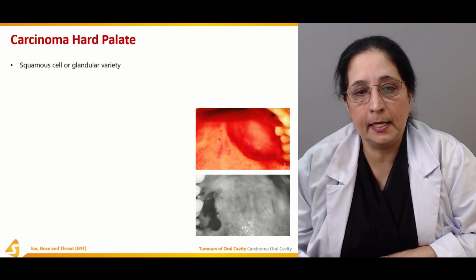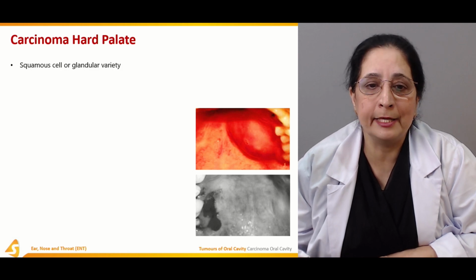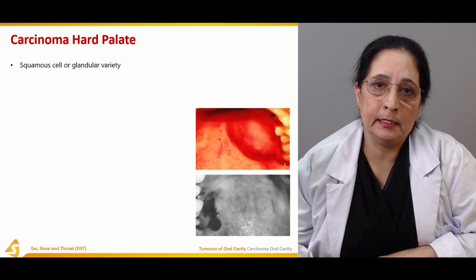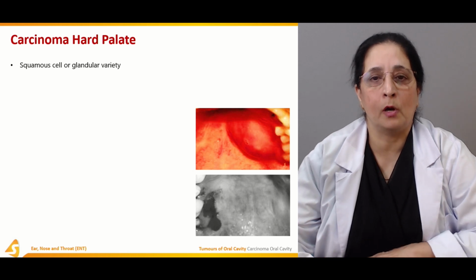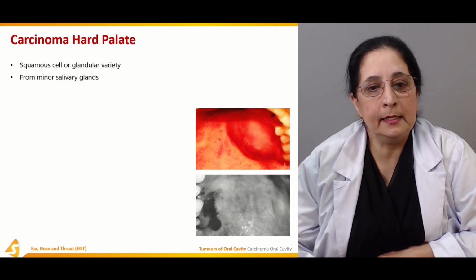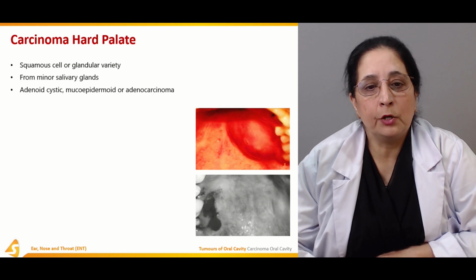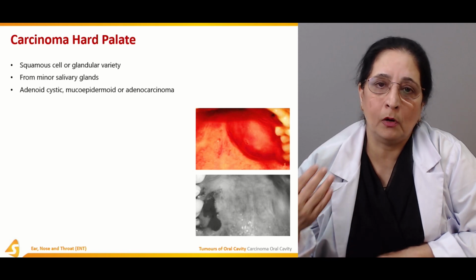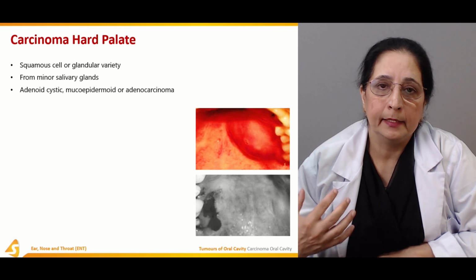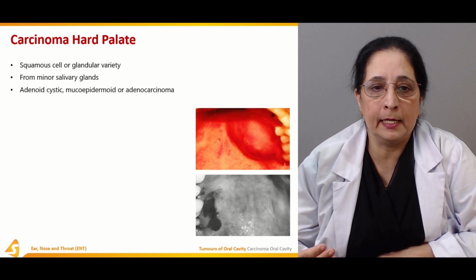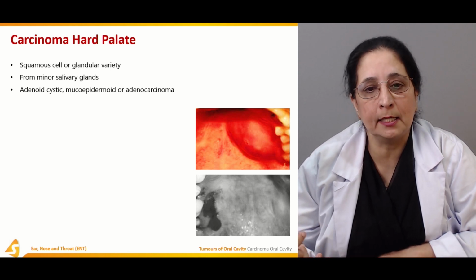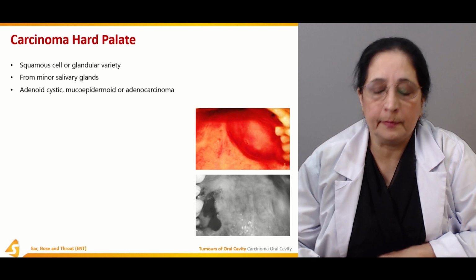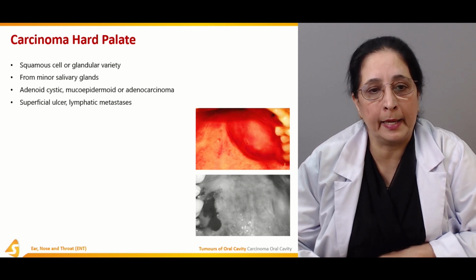Carcinoma of the hard palate is of squamous cell or glandular variety. Squamous cell is the most common for the tongue also, and for the hard palate it's the common type. From minor salivary glands: adenoid cystic, mucoepidermoid, or adenocarcinoma. These are all the different types of cancers that can affect the hard palate. So we have squamous type and glandular types, adenoid cystic, mucoepidermoid. These are the different types of tumors of the hard palate.